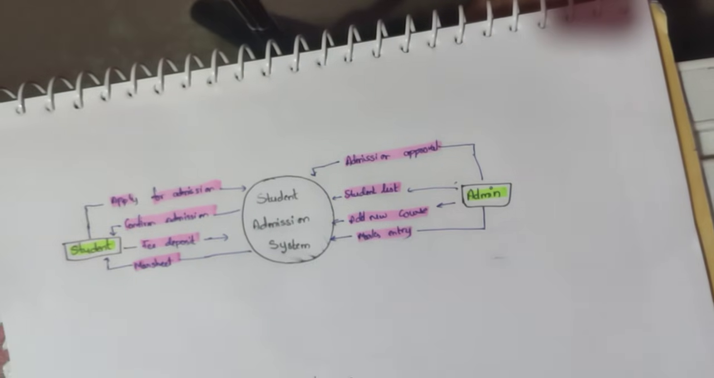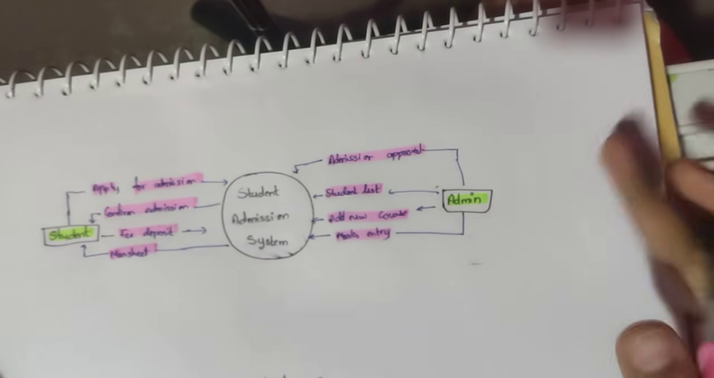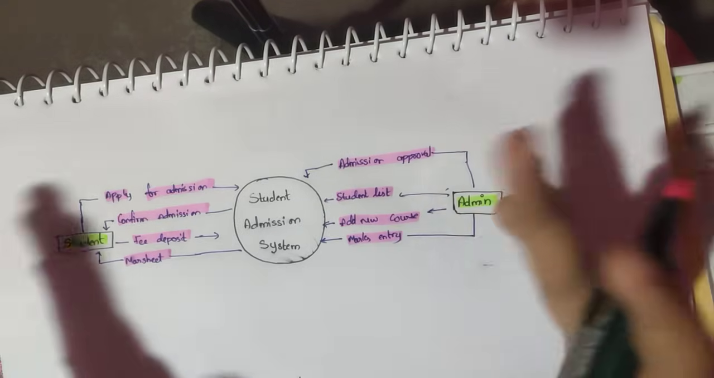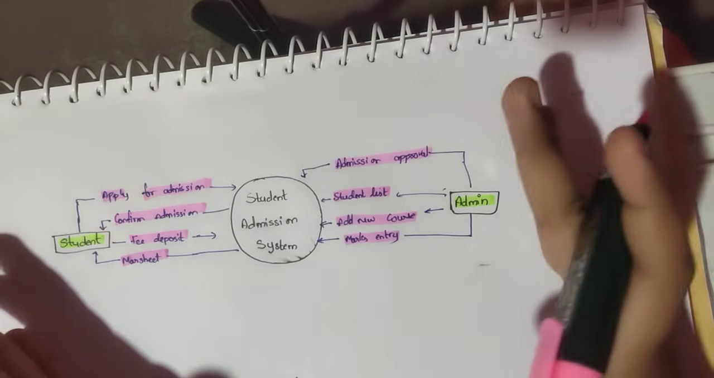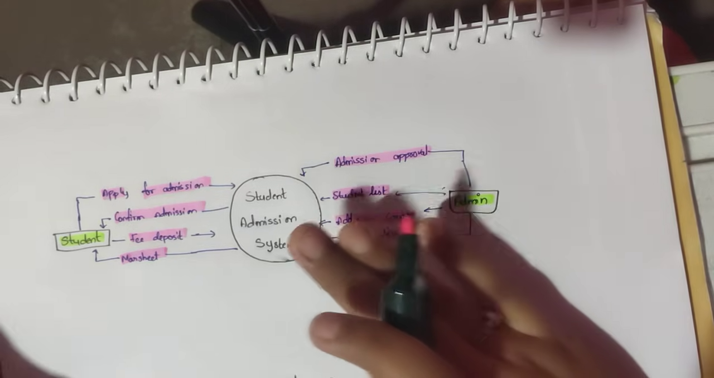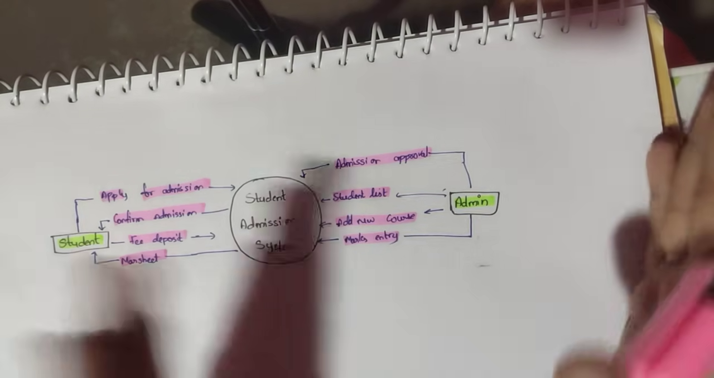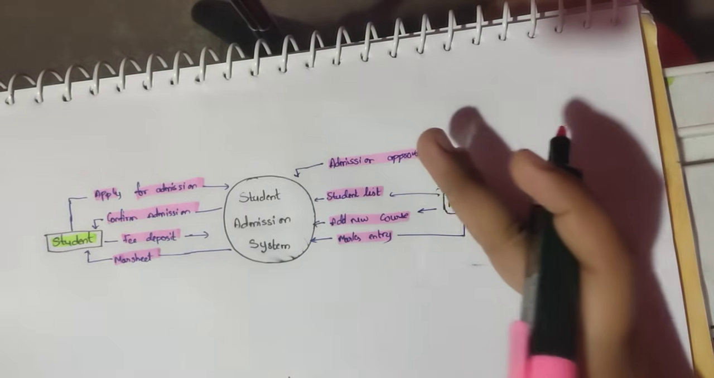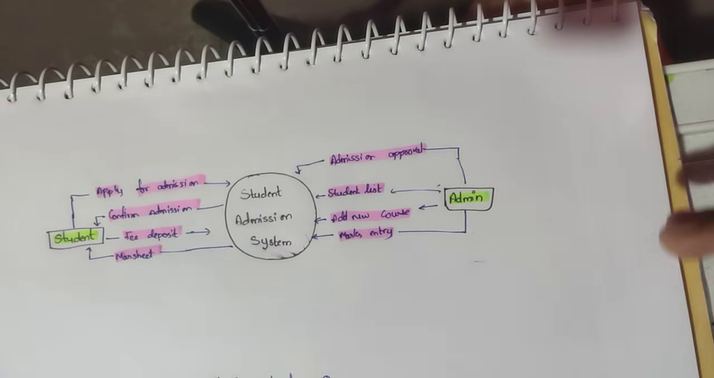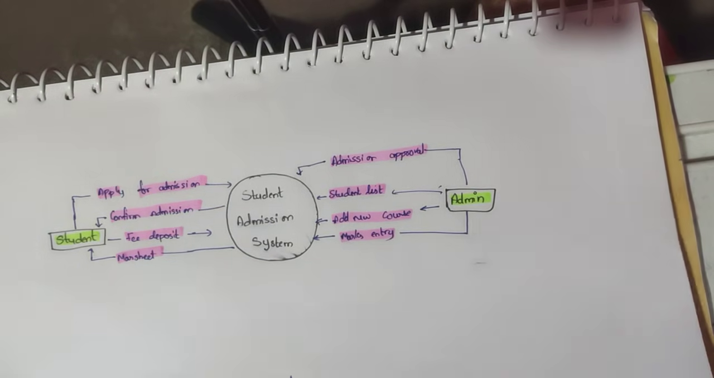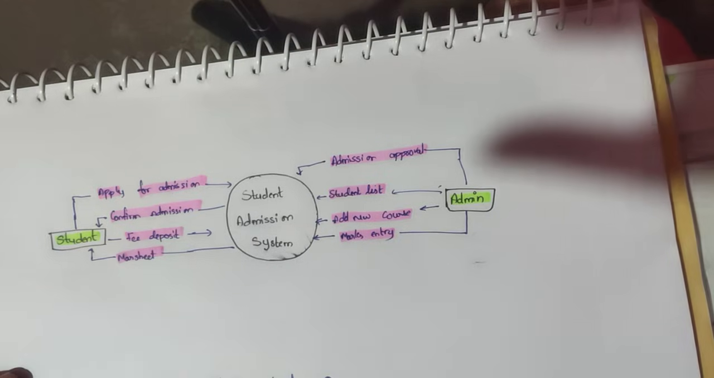So this is the basic DFD of level 0, in which we have operations like the student applying for admission, then the admin approving that admission, the student getting the confirmation of the admission, and the student depositing the fee. Then the admin can see the list of the students, add new courses, and update the marks, and the updated marks the students can see. The students get the mark sheet. Okay, so let's go to the DFD level 1.